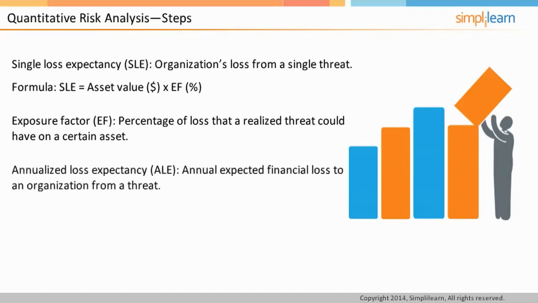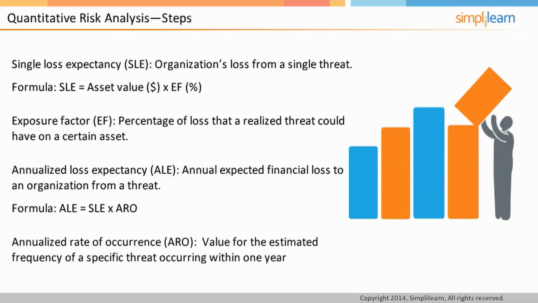Annualized loss expectancy, or ALE, is the annually expected financial loss to an organization from a threat. The ALE value dictates if the company has to bring in controls or safeguards to protect the asset from the threat. ALE can be derived from the following formula. Annualized loss expectancy equals single loss expectancy multiplied by annualized rate of occurrence, where annualized rate of occurrence, or ARO, is the value that represents the estimated frequency of a specific threat taking place within the time frame of 1 year.